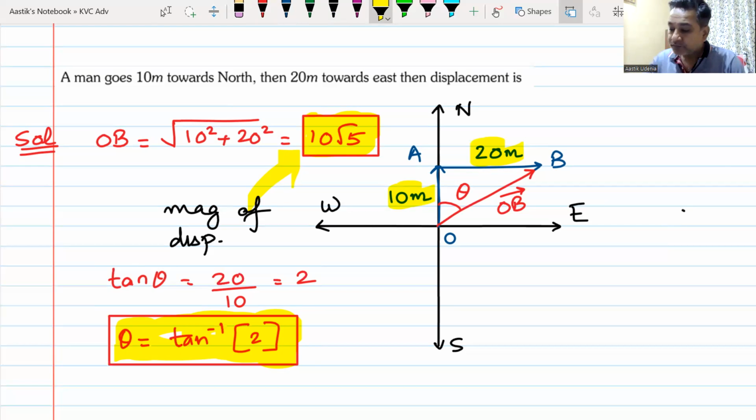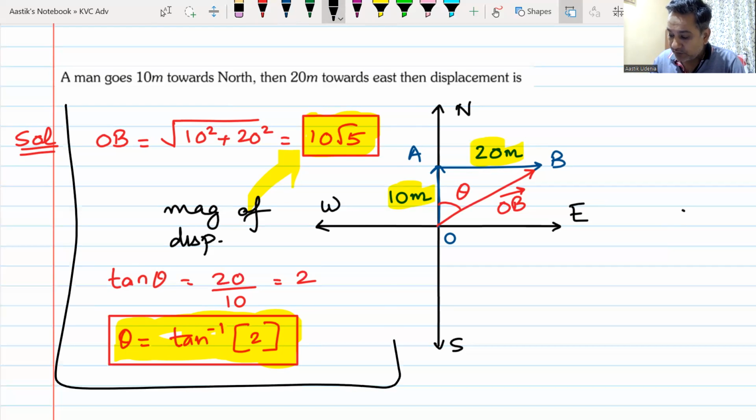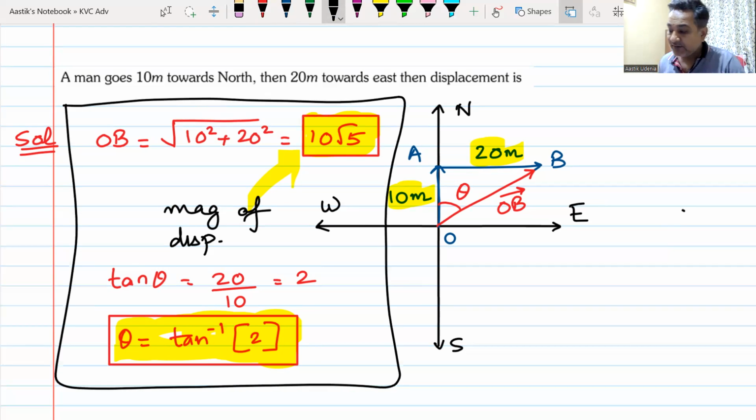Whatever I have done here, my dear friends, it is one way of telling you the answer. This is the way where I have told you the magnitude and direction of the displacement. This is way number 1.